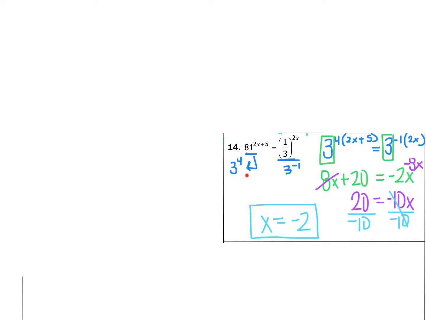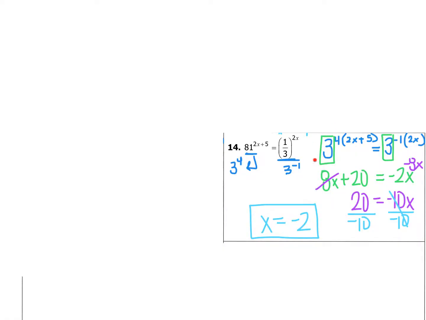So 3 to the 4th is the other way of writing 81. And whenever I see a fraction, I know that I'm going to have that power to a negative, because that's what puts it in the denominator, that negative exponent. So 1/3 is the same as 3 to the negative 1, because the 3 is being raised to the first power, and because it's moved to the denominator, that's what makes it negative.